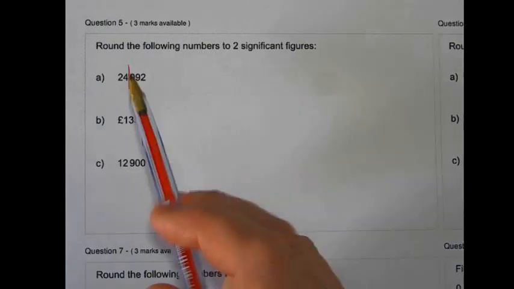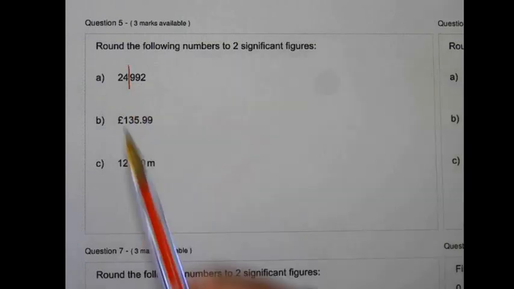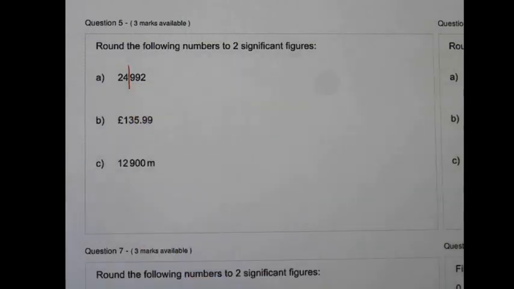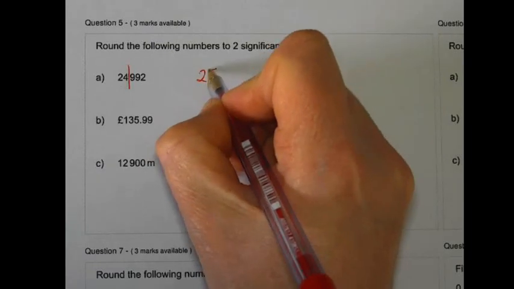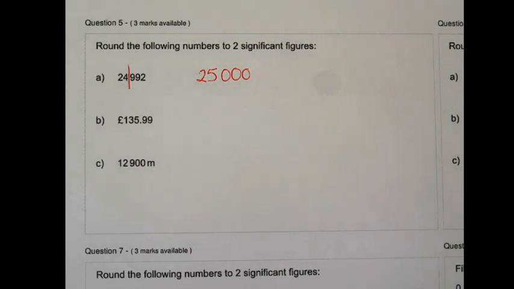So we look at the number on the right hand side of our line. It's a 9. So if it's 5, 6, 7, 8 or 9, remember we round it up. If it was a 0, 1, 2, 3 or 4, it would stay as it is. So as we've got a 9 there, rather than that being 24,000, it's going to round up to 25,000. And it's important to put those placeholder zeros in after to make sure the value of your number stays as it should be. Now I'm going to leave you to do part B and part C.